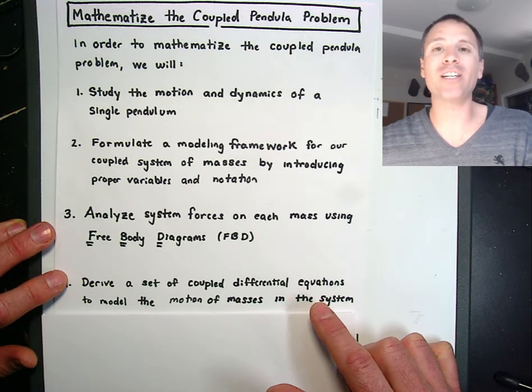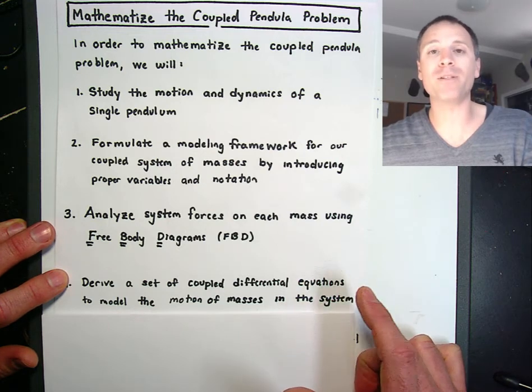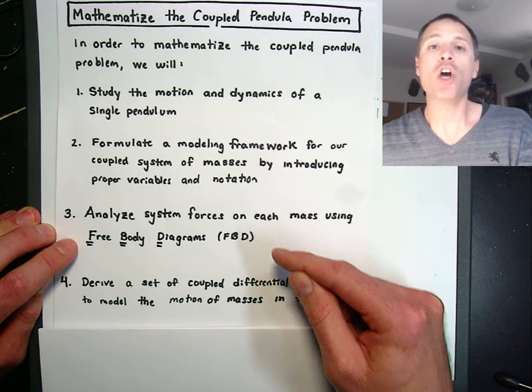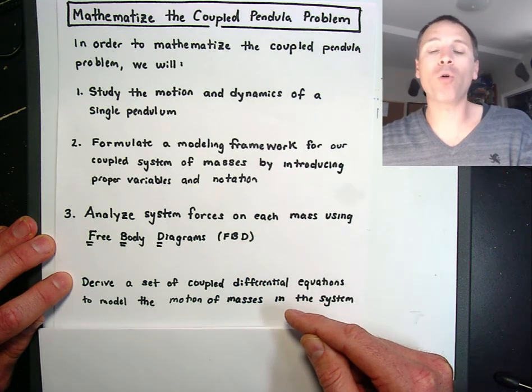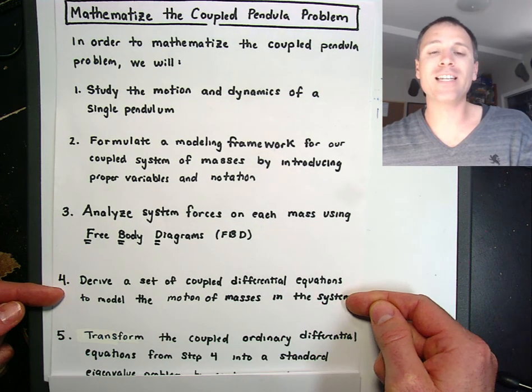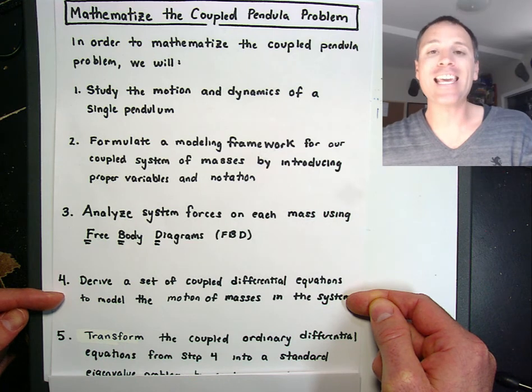But acceleration is the second derivative of displacement, or movement in position, which means we can relate the net forces we got from step 3 to some set of coupled ordinary differential equations that describe the motion of our system, which is what we do in step 4. In other words, in this stage, we're going to have a set of equations that involve functions and derivatives whose solution is the description of the position of each mass.